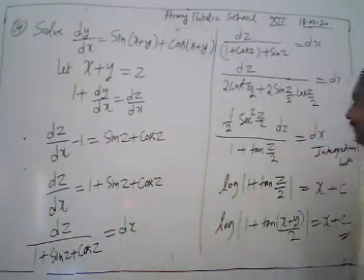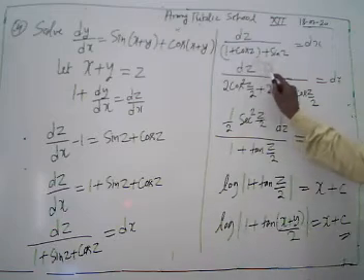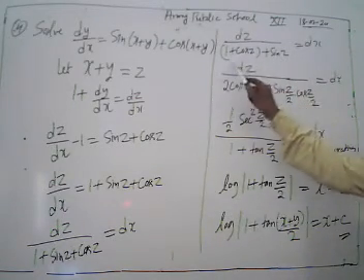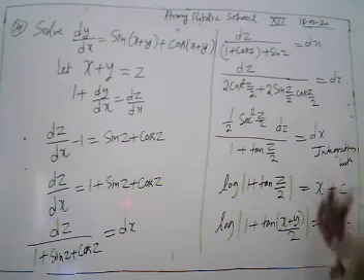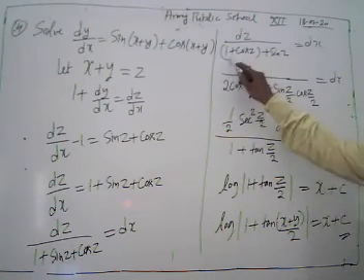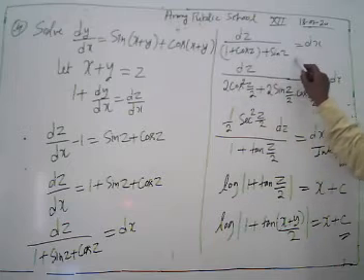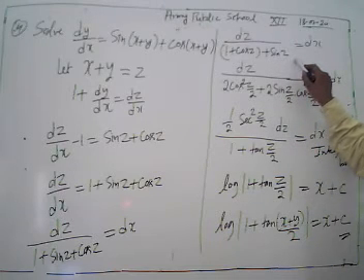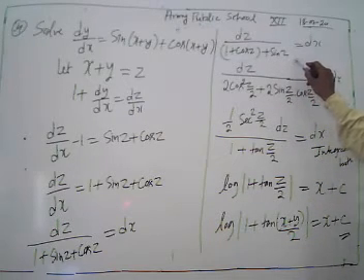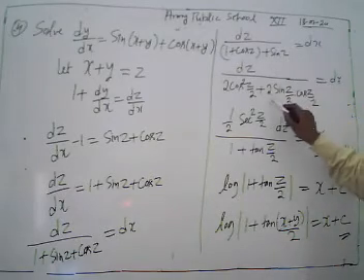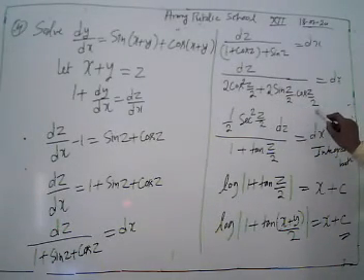After that we take 1 plus cos z in a single bracket, plus sin z. Then we expand cos z in the form of 2 cos square z/2 minus 1, and 1 and 1 cancel. Then we have 2 cos square z/2. Then again we expand sin z. What is the value of sin z? It is 2 sin z/2 into cos z/2.